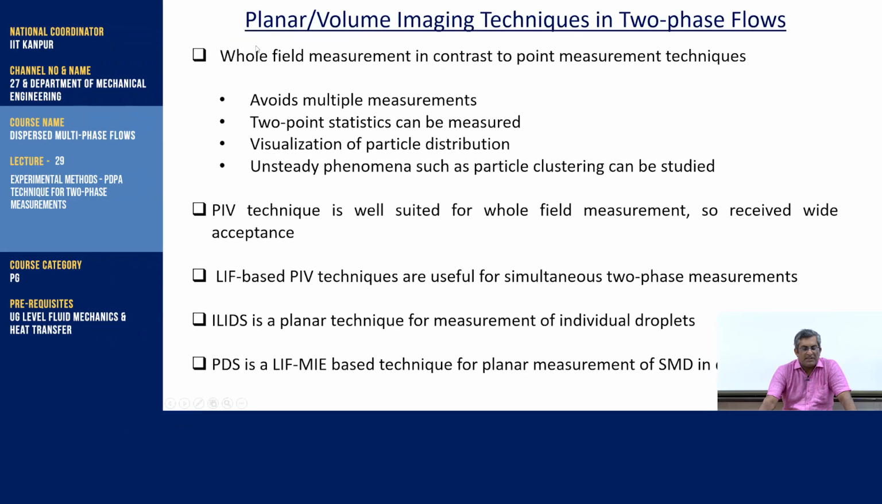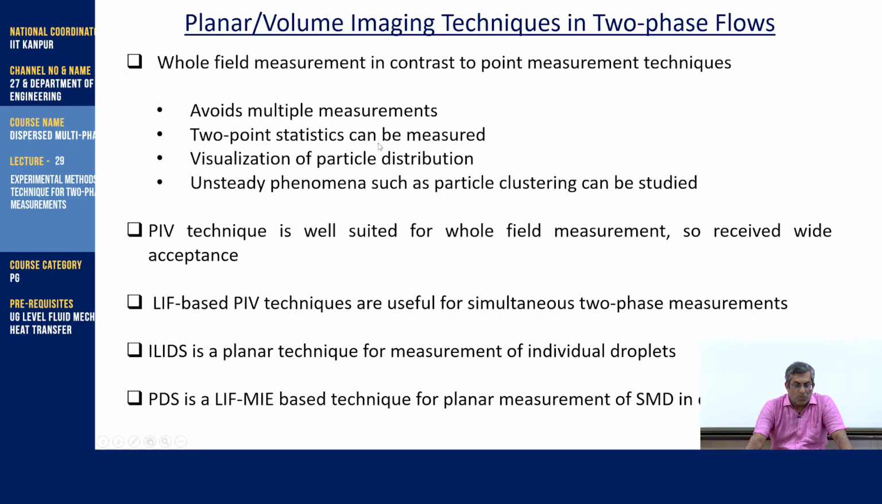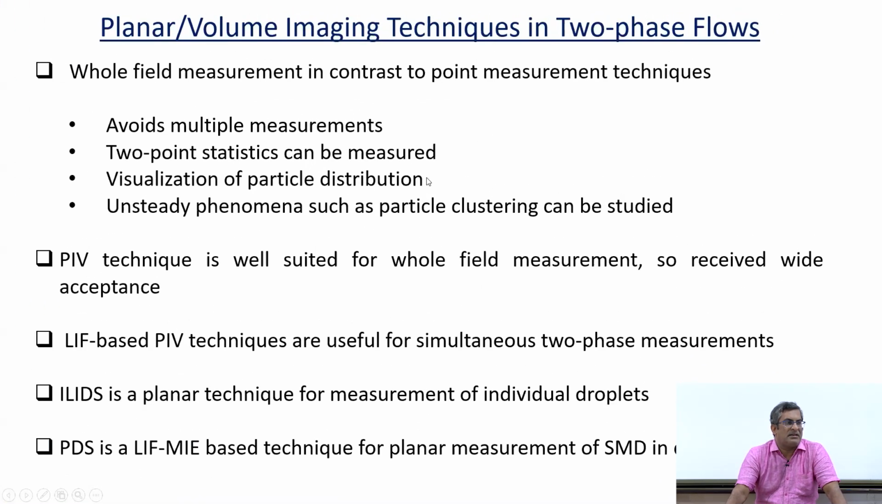Whole field measurements are in contrast to point measurements in the sense that in this case we avoid multiple measurements. You don't have to take so many measurements or scan your probe throughout the measurement location. Importantly, we can get 2-point statistics. Mainly this is relevant for turbulence measurement. 2-point statistics means if you take measurement at 2 different points simultaneously, how do the data correlate to each other? That is what 2-point statistics is.